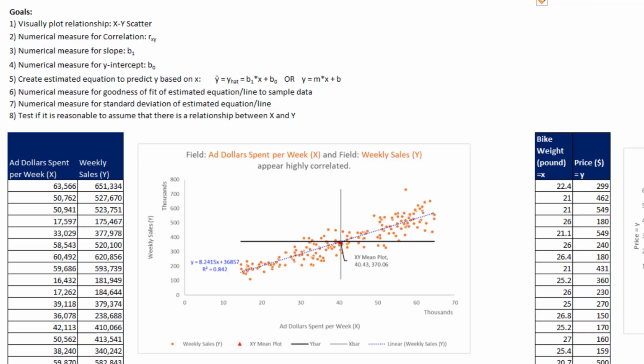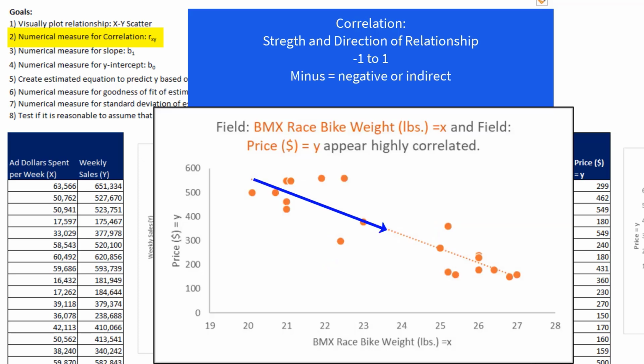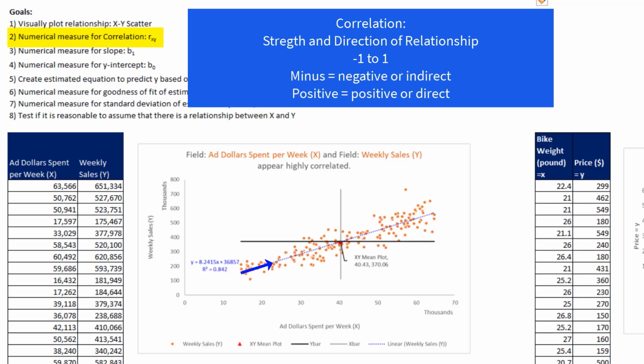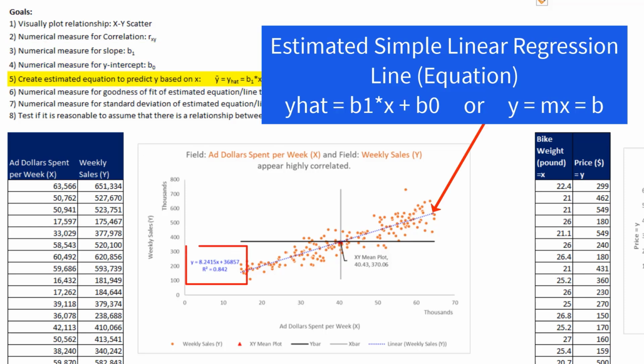Then, in this chapter, we'll calculate a bunch of measures. We'll have a measure called correlation, which will tell us the strength and direction of the relationship. And it will be a number from -1 to 1, where minus will indicate a negative or indirect relationship, and positive, a positive or direct relationship. Then we'll calculate the slope and the y-intercept, and that will allow us to create our estimated simple linear regression line. That line will help us make predictions.